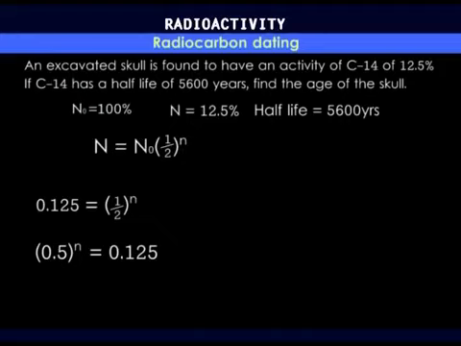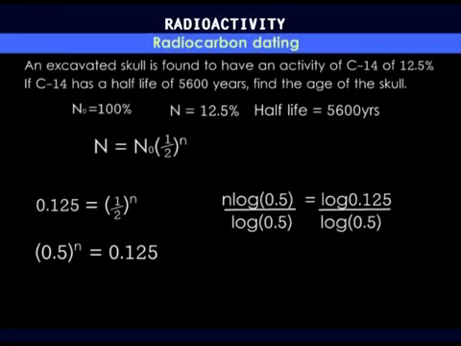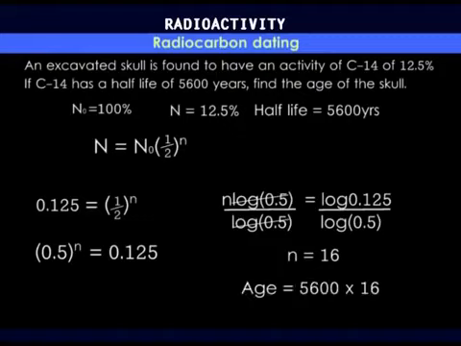Put your best mathematics. Introduce logs. n log 0.5 is equal to log 0.125. To remain with n, we divide both sides by log 0.5. If we do that, n is equal to 3. So there are 3 half-lives. Each half-life is 5,600 years. So how many years are those in total? We simply multiply, and if we do that, we get 16,800 years. That is the age of the skull.